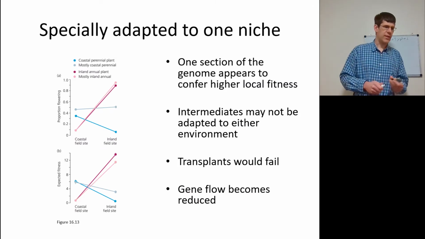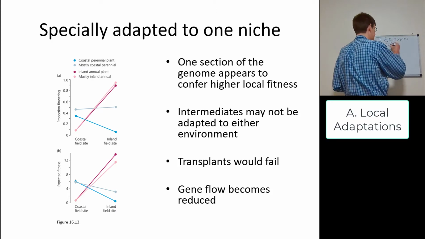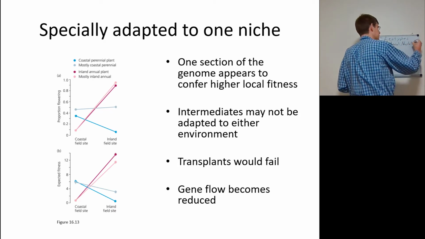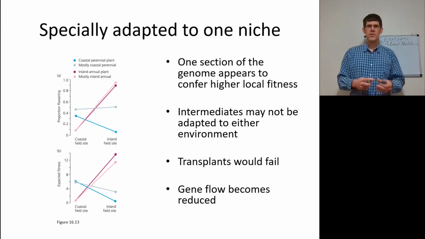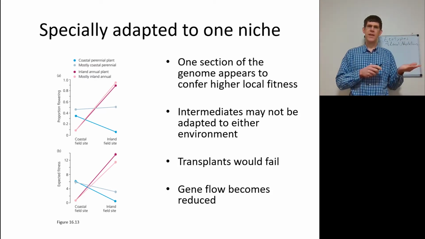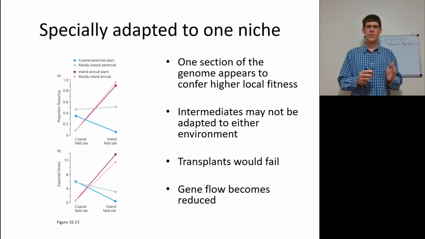So these are ecotypes that are each adapted to their own environments. And what happens is you're going to get these local adaptations giving them higher fitness in their niche. It seems to be one section of the genome that confers higher fitness either inland or on the coast. And intermediates that are mixed between the two are going to be poorly adapted to either. It's kind of like you have an organism that's used to the left side of the road or the right side of the road. Parking in the middle is going to result in death. So this intermediate organism can't really survive well in either.